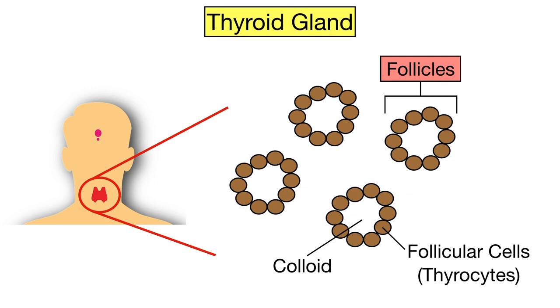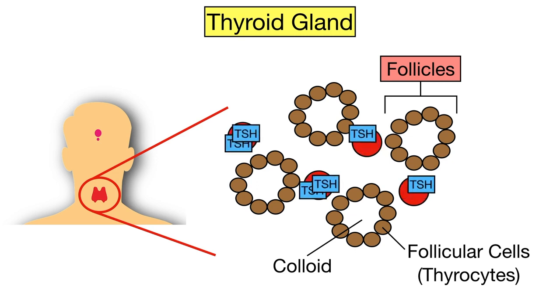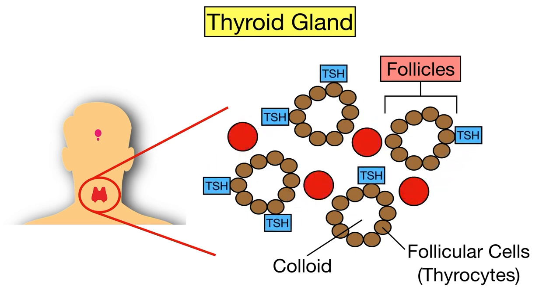The thyroid gland is very vascular and filled with blood vessels. The TSH that is released from the anterior pituitary gland will travel through the bloodstream and bind to the thyroid follicular cells. This will stimulate the thyroid gland to produce thyroid hormone. Let's now take a closer look at how thyroid hormone is synthesized within the follicles.